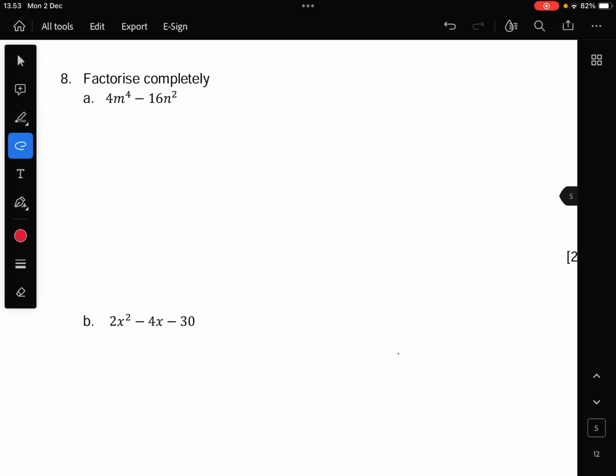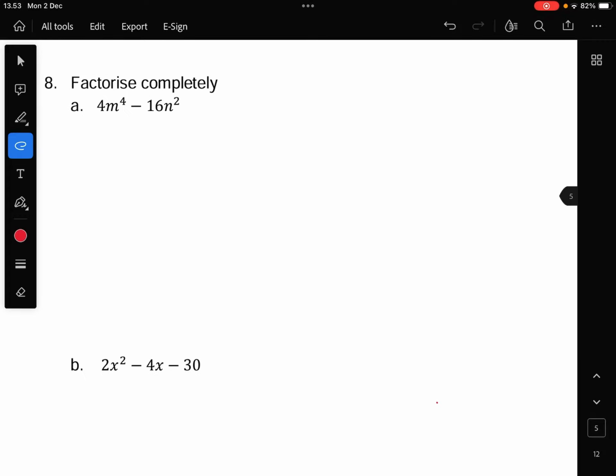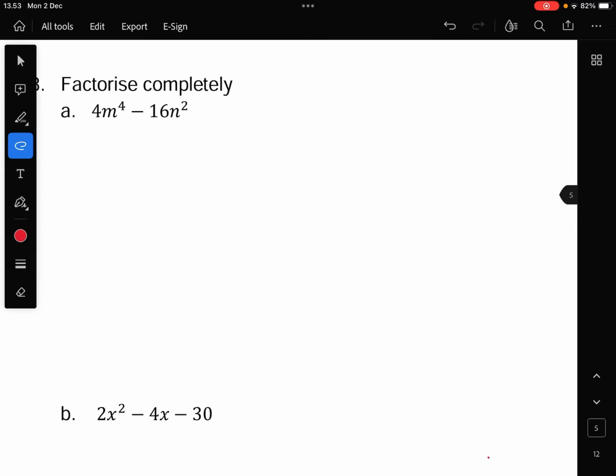Now continue with number 8. If you have this kind of question, remember this property: a square minus b square is going to be (a minus b)(a plus b). But before that, you have to make your question into a square minus b square. We need to do the root, right?